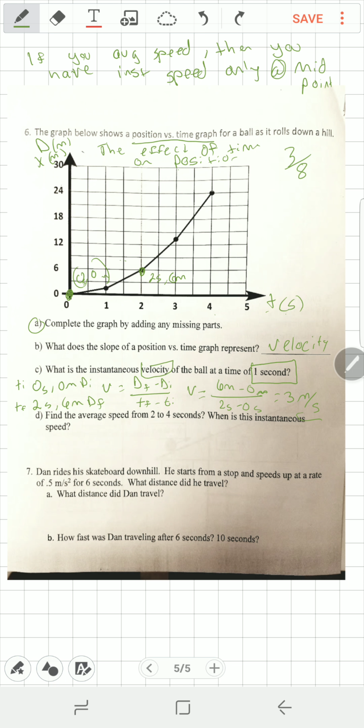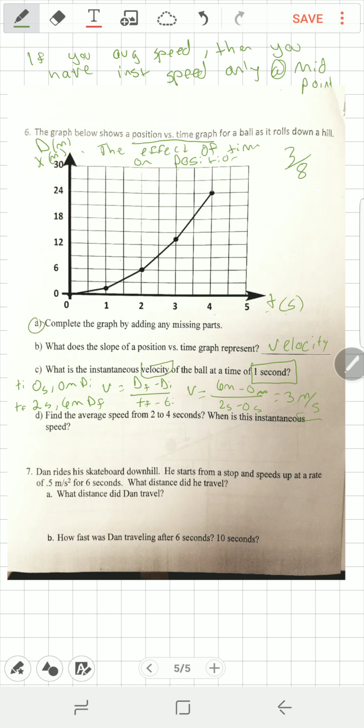Now, find the average. So let's go to letter D. Find the average speed from 2 to 4 seconds. What is the instantaneous speed? So now we've got the exact same kind of problem. Before, we were told to find the instantaneous speed first. Now we're told to find the average speed, and we know that this will give us the instantaneous speed at the midpoint. Well, what's between 2 and 4? It's 3.